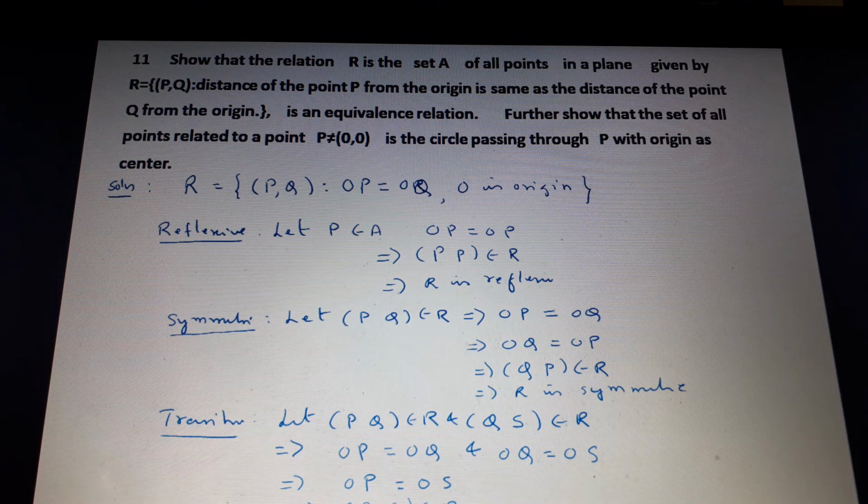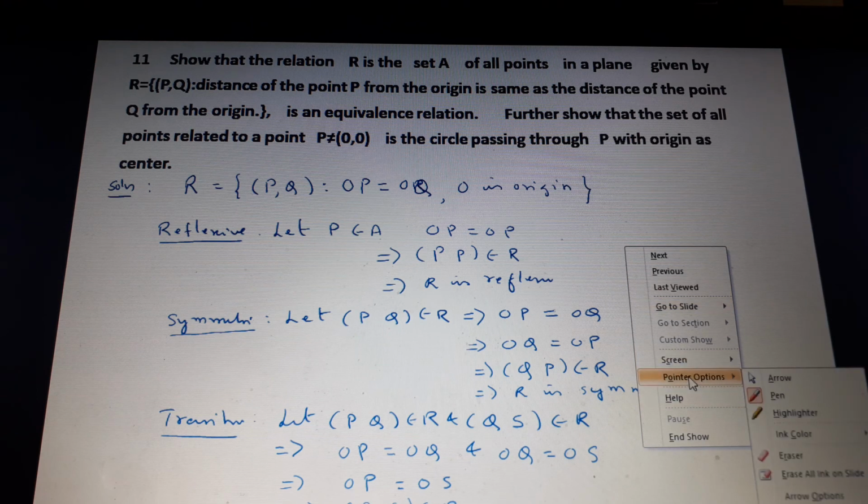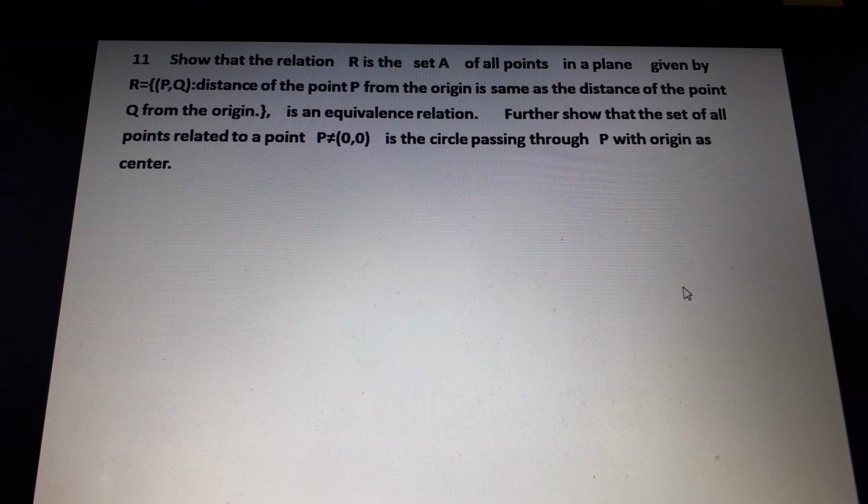Further show that the set of all points related to a point P is the circle. Of course, the condition is that it is a circle passing through the point P with origin as the center. Any point P which is not (0, 0) gives a circle. That's what we have to prove. Let us prove it. We will go to the next page. So now we will prove like this.